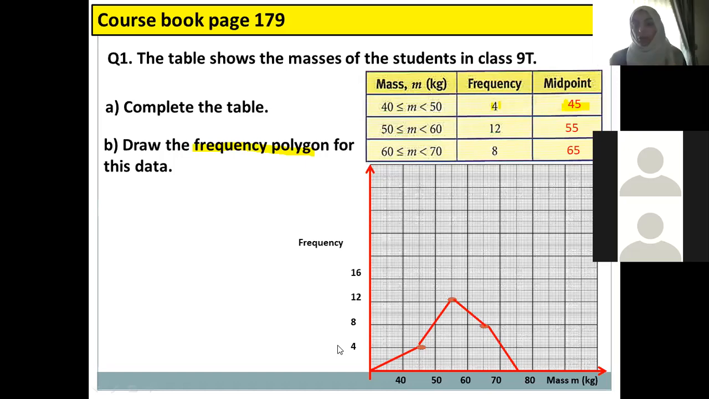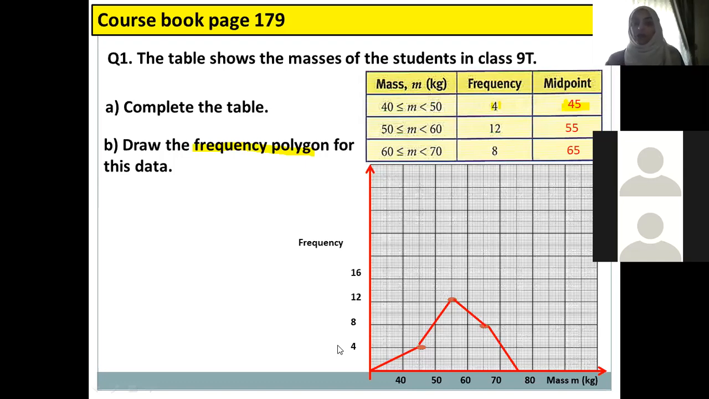Actually, we don't close it wherever we want. There is a specific way to close our polygon, but this is a little bit above your level, so you will take it in the next stages, inshallah. In all cases, we have to close it down to touch the horizontal axis.